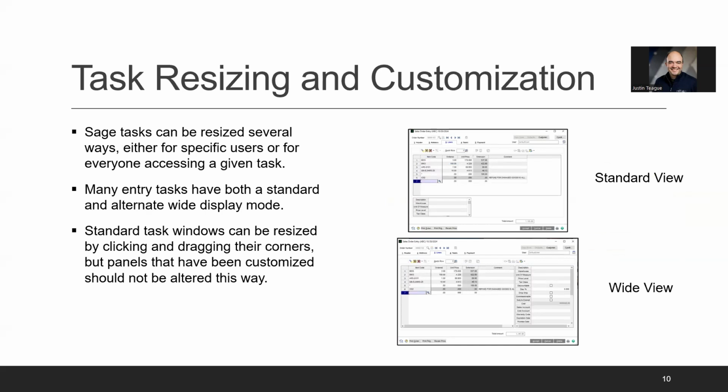An issue that can commonly plague especially customized systems pertains to task resizing and customization. Sage tasks can be resized several ways, either for specific users or for everyone accessing a given task window. Many entry tasks have both a standard and an alternate wide display mode, as pictured here. Standard task windows can be resized by clicking and dragging their corners, but this is typically not a good idea if a panel has been customized and resized with extra fields.